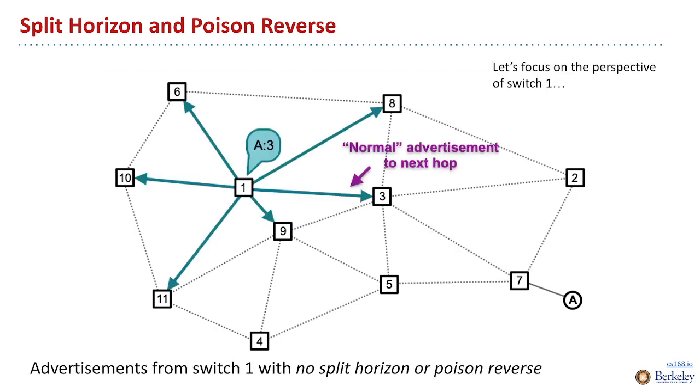So in a world without split horizon or poison reverse, let's just focus on our router switch 1 here. When switch 1 goes to advertise, it's going to tell everyone it knows, each of its direct neighbors, that it has a path to A with a cost of 3. Everyone who is connected to 1 directly hears about that.